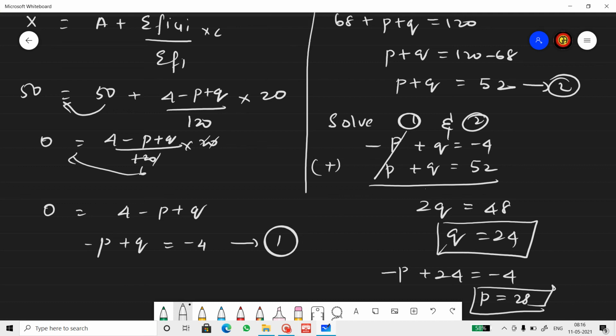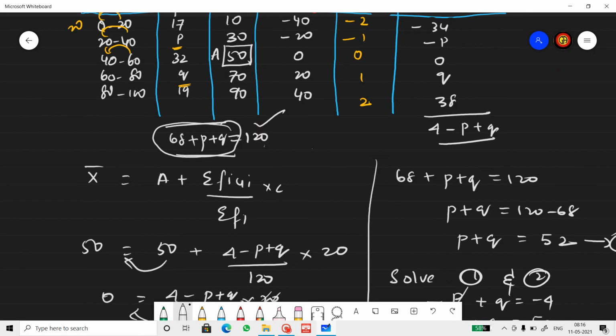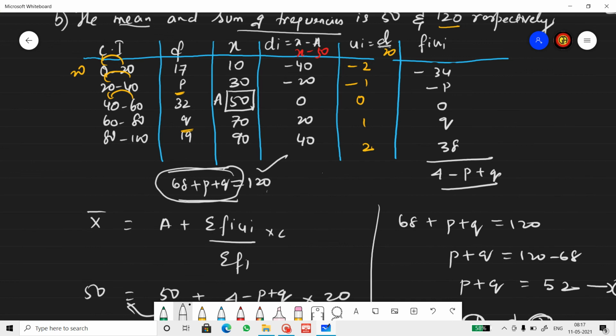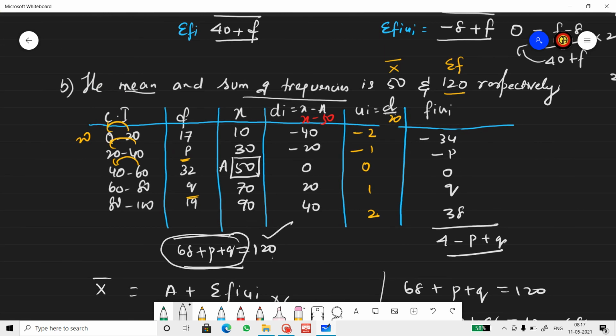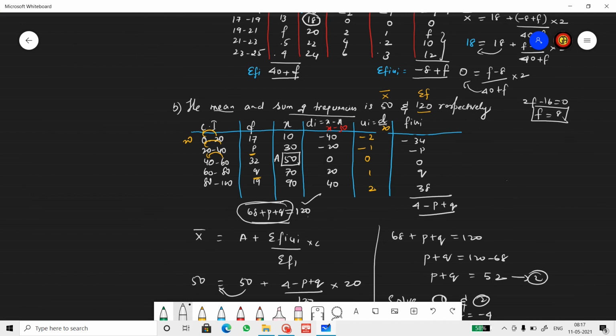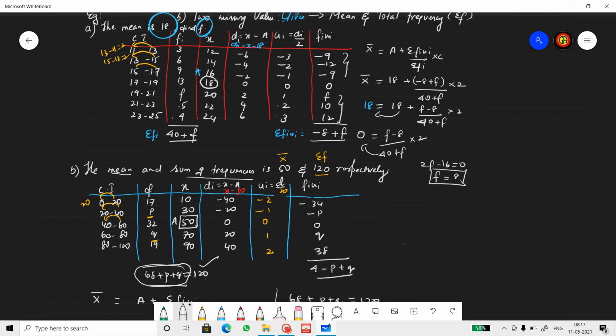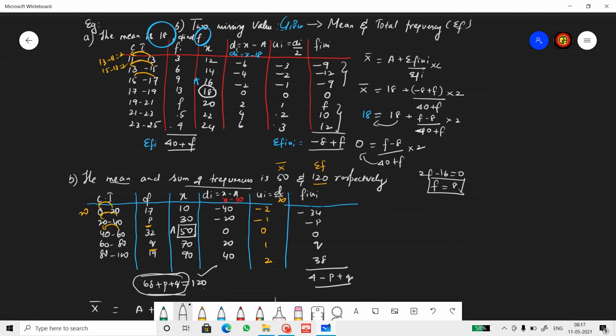Hope you all understood. Remember one thing, the two important key areas: when there is one missing value, they will give us the mean value. When there are two missing values, they will give us the mean value and the total frequency value. Apply these models in your textbook sums and solve them.